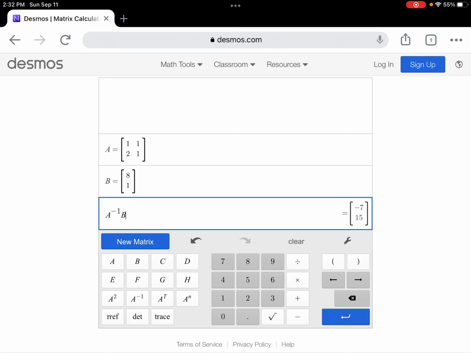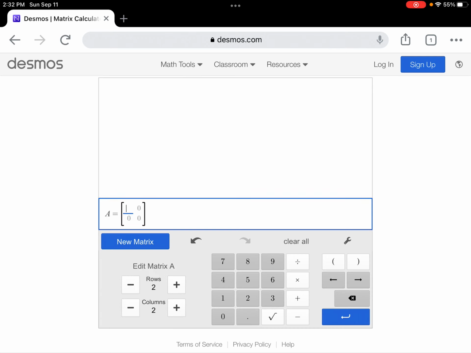So back to Desmos. And if you'd like, you can hit the clear or the clear all button. And you can basically type in your new matrices that contain what again? 1, 1, 2, and 3. And then we can type in a B matrix, remember it's got to be 2 rows, 1 column, so we can type in 4 and 9.